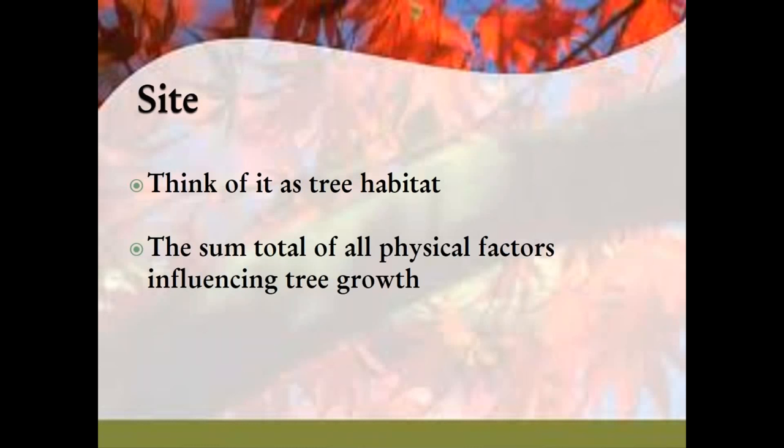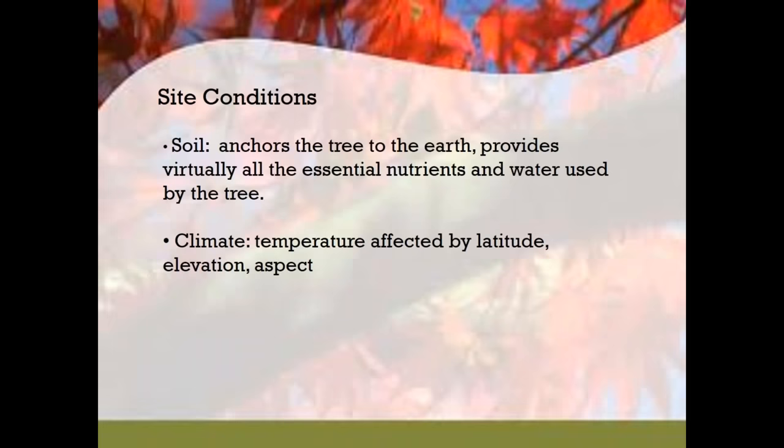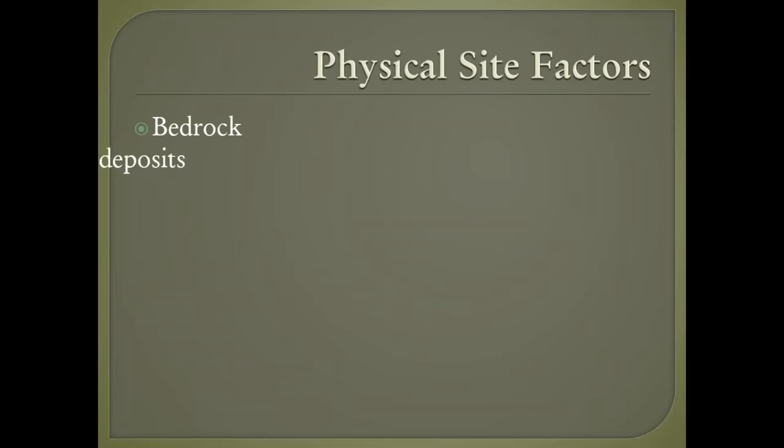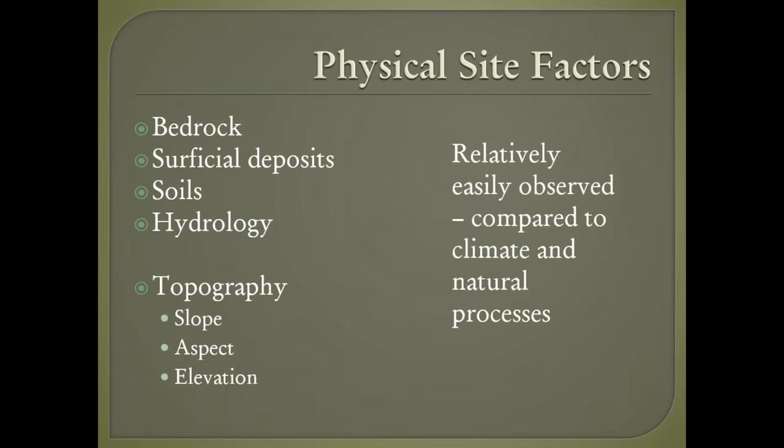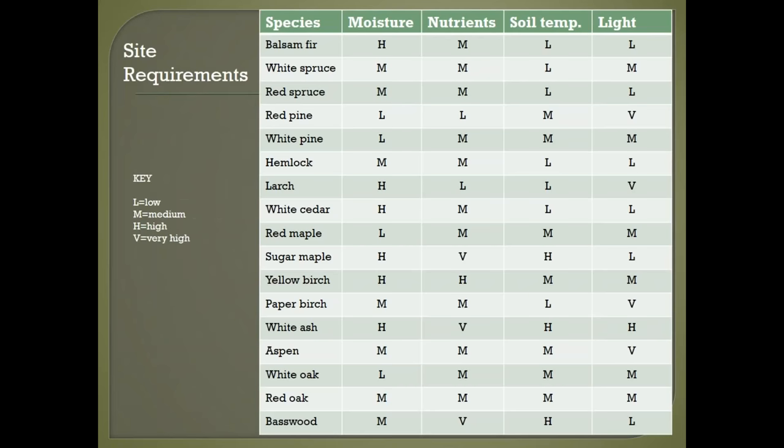It's the sum of all the physical factors influencing tree growth. Soil, climate, those are site conditions. The physical site factors include bedrock, superficial deposits, soils, hydrology, and topography, the slope aspect and elevation. Now these are really easily observed compared to climate and natural processes. So we can actually see and feel and identify these components of physical site factors.